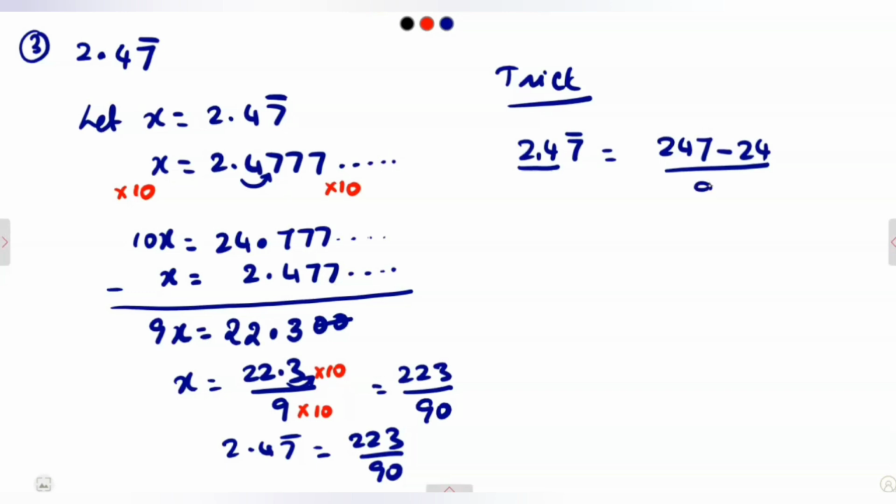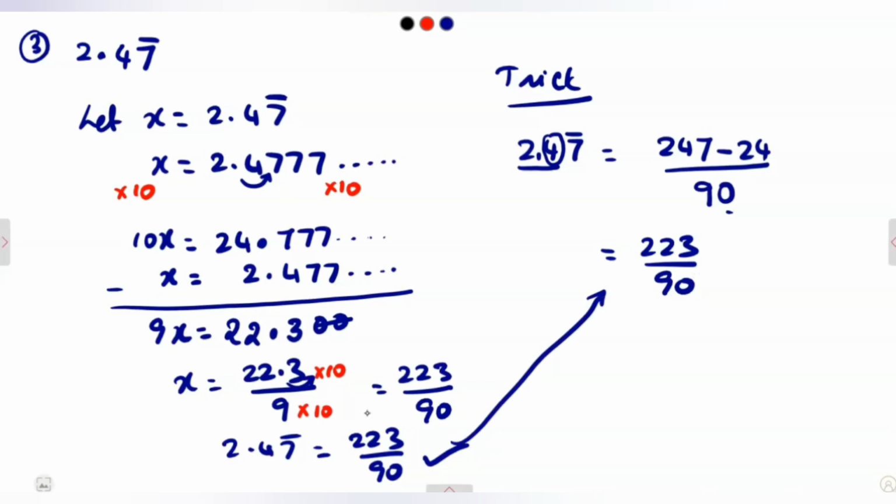Now for the denominator, check how many digits are having a bar. Only one digit, so 9 for that. And how many digits after the decimal have no bar, each is represented as 0. So the number which is having a bar, represent it as 9, and the digits after the decimal without a bar, take as 0. So the denominator is 90. Now subtract in the numerator: 247 minus 24 comes to 223 by 90, which is the same as our answer from the working. So you can use this trick here.